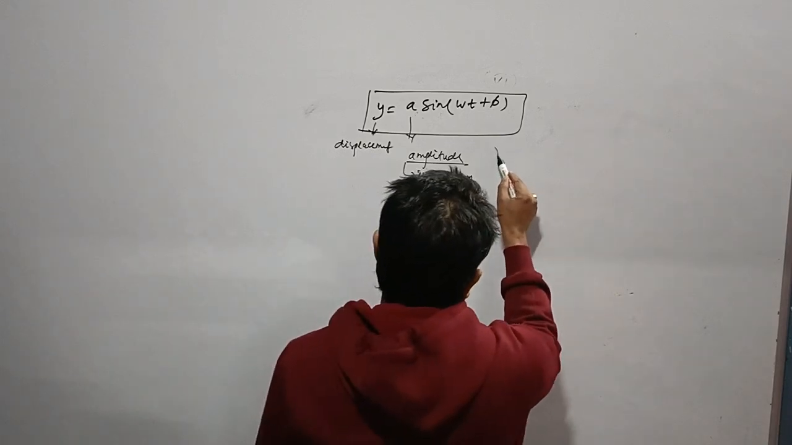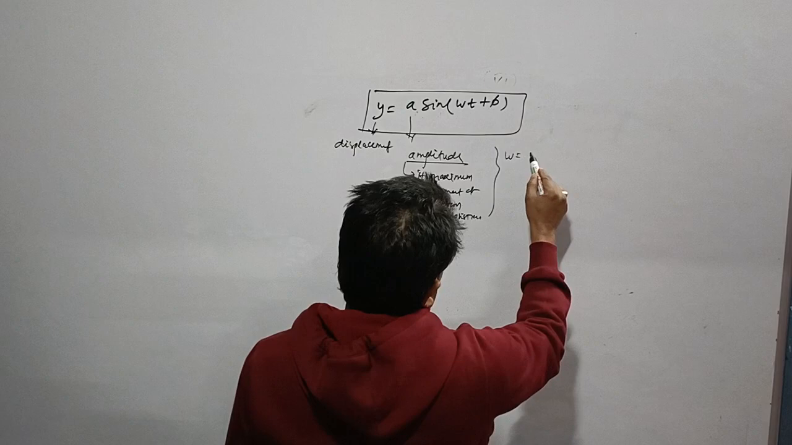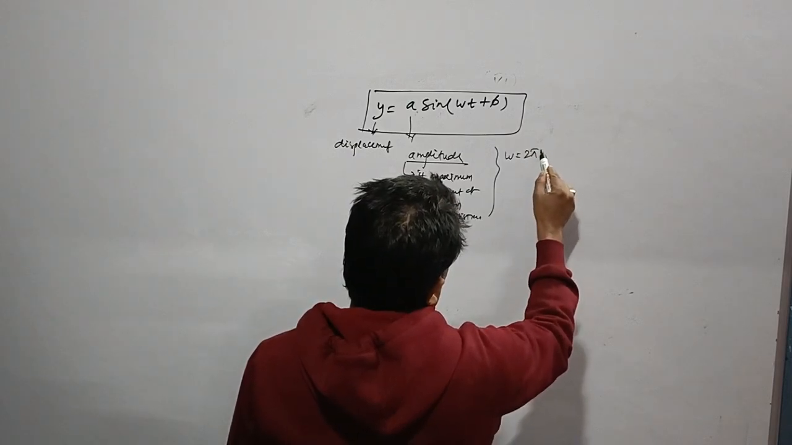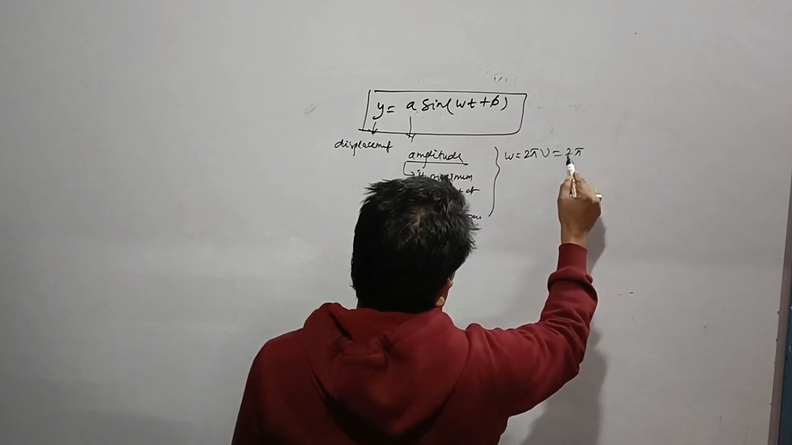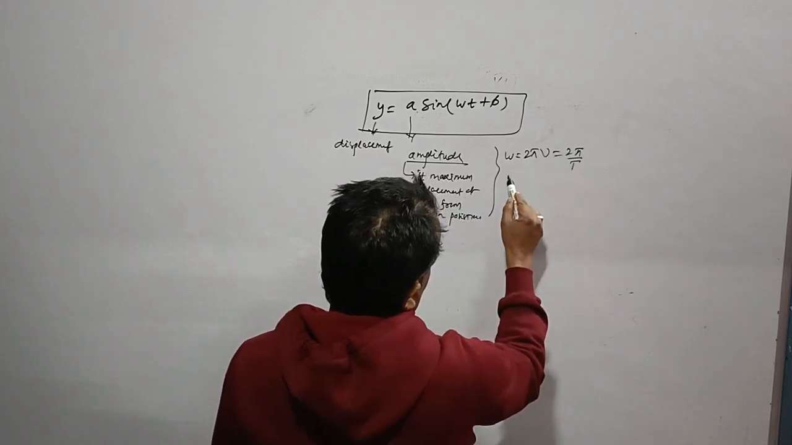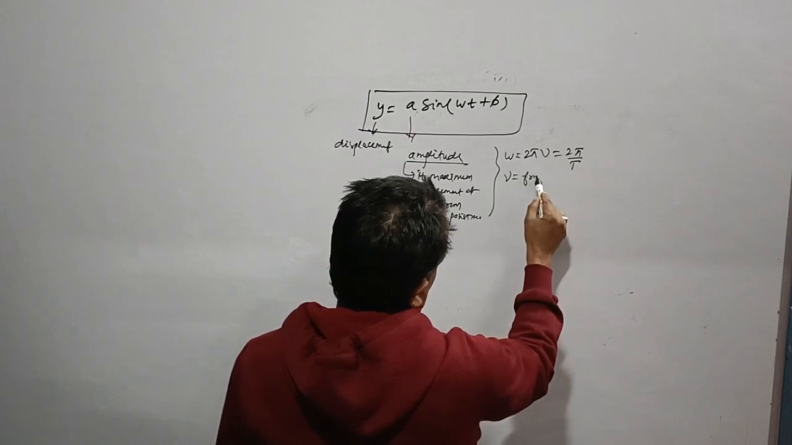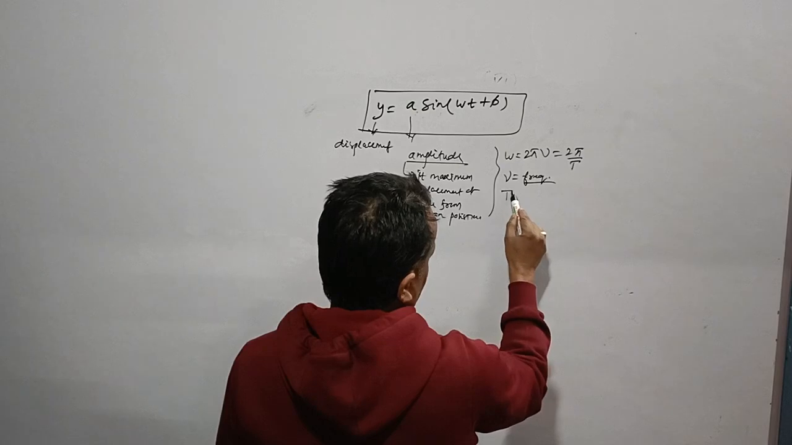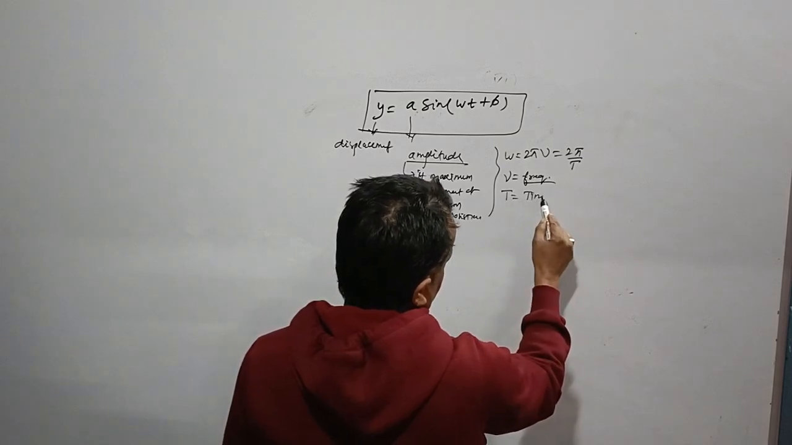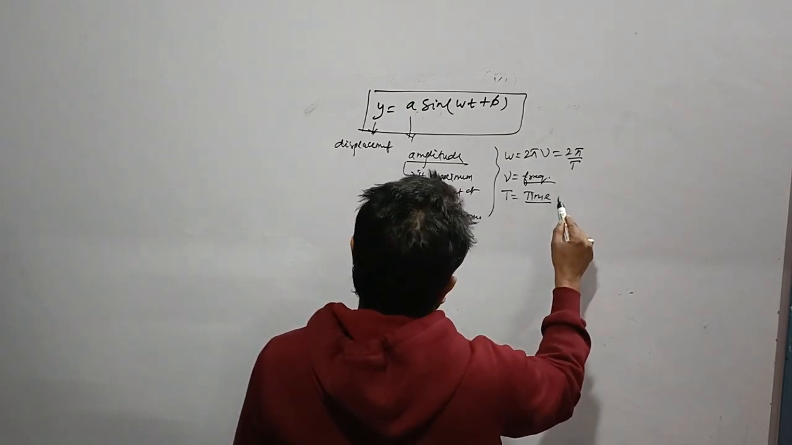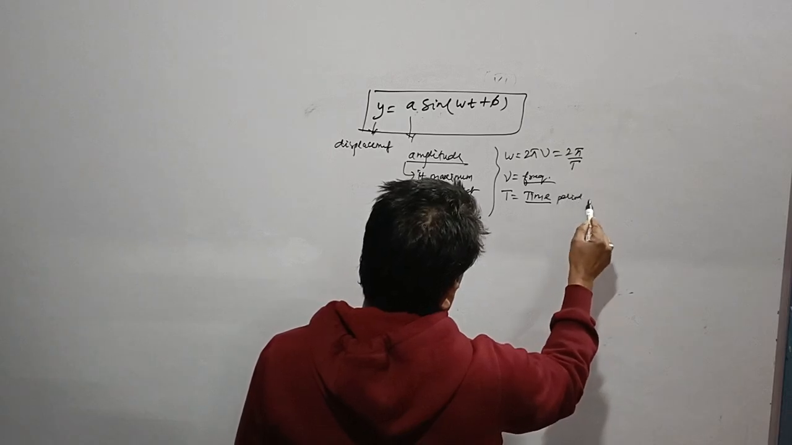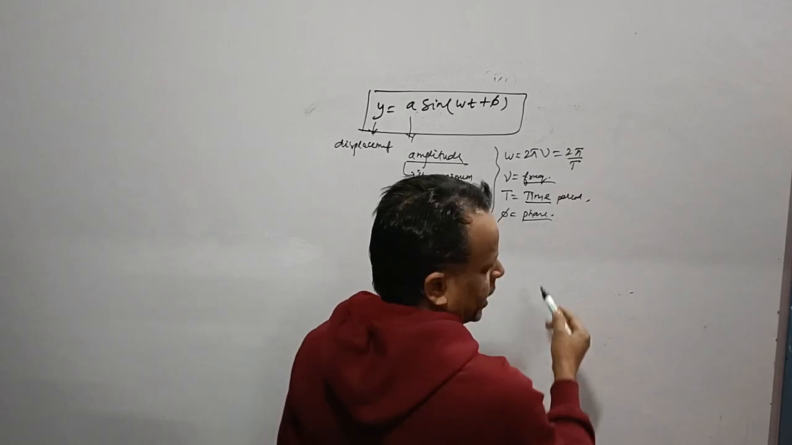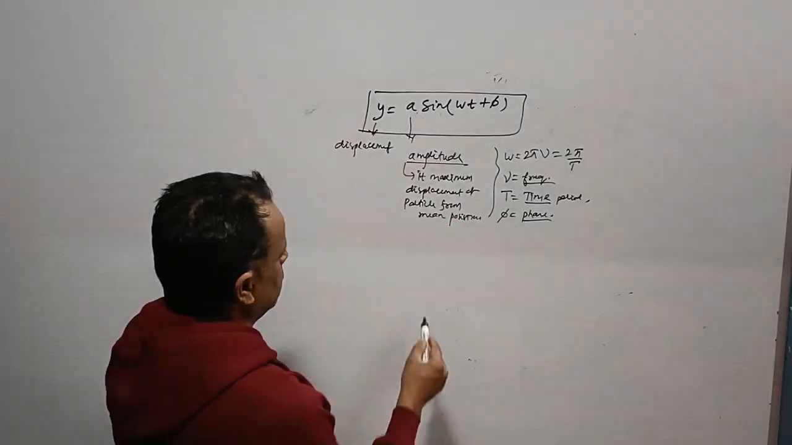Then we have omega, that is angular velocity, that is equivalent to 2 pi nu, or it can be written as 2 pi by T. Here nu is frequency, that is number of oscillations made in 1 second, and T is time period, the time taken to complete one oscillation. Then we have phi, that is phase. It gives the exact location of the particle.